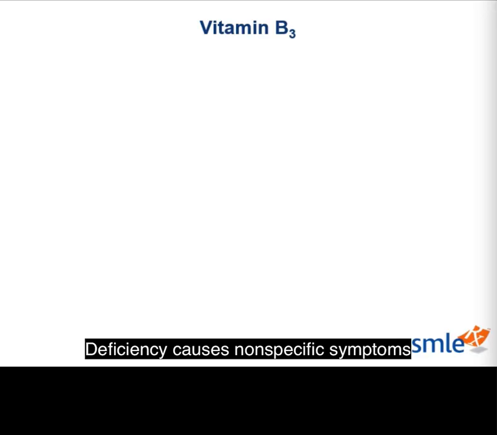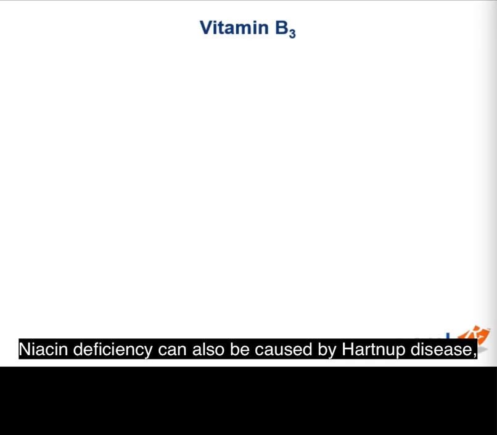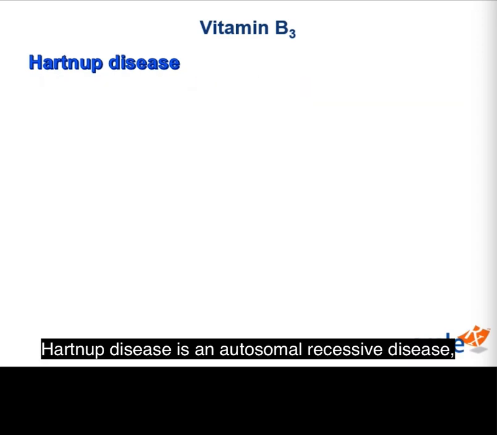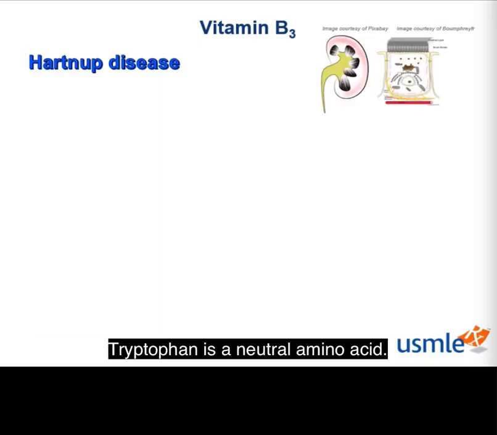Deficiency causes nonspecific symptoms of dermatitis, glossitis, and diarrhea. Niacin deficiency can also be caused by Hartnup disease, malignant carcinoid syndrome, and isoniazid use. Hartnup disease is an autosomal recessive disease due to deficiency of neutral amino acid transporters in the proximal renal tubular cells and on enterocytes. Tryptophan is a neutral amino acid.